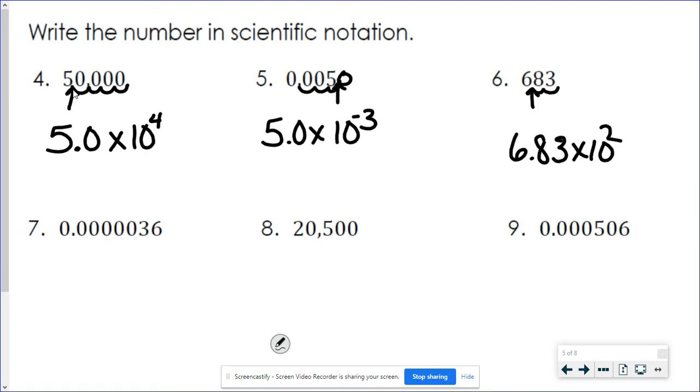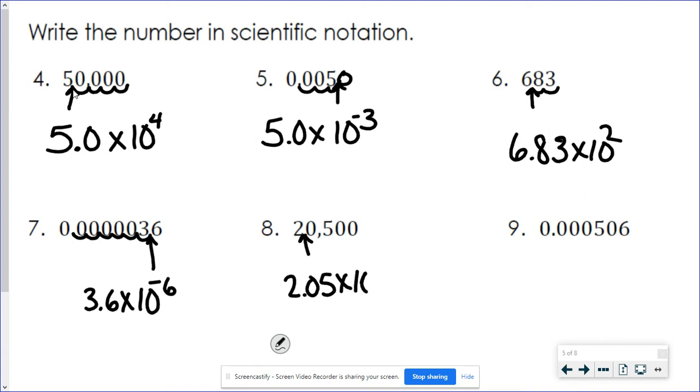In number 7, I want my decimal to go here. So it's 3.6 times 10 to the 1, 2, 3, 4, 5, 6. And again, a lot of people count and they just write the 6 and then they forget about it. This was a small number. It's a negative. In number 8, my decimal has to go right here. So I need the 2.05. After the 5, I've got zeros. I don't need to write those down. Times 10 to the 1, 2, 3, 4.